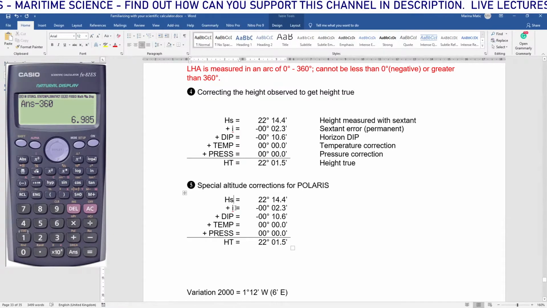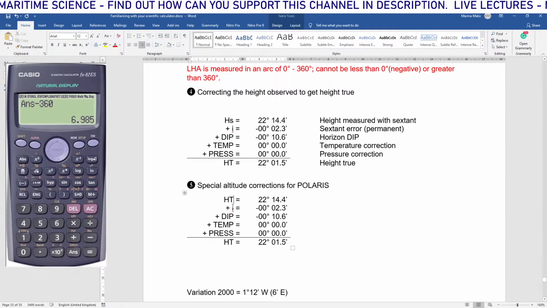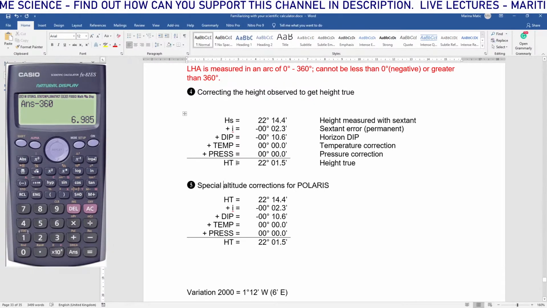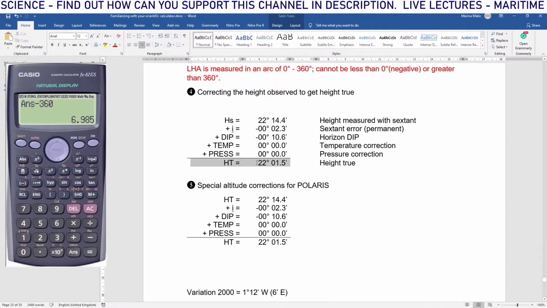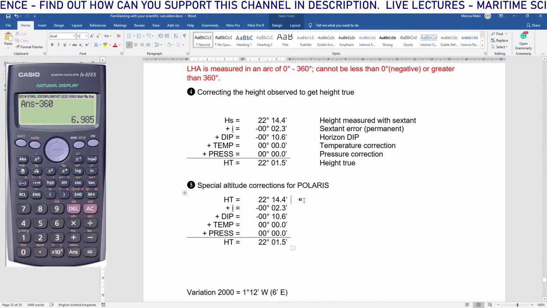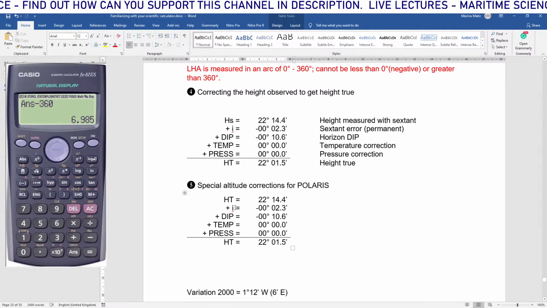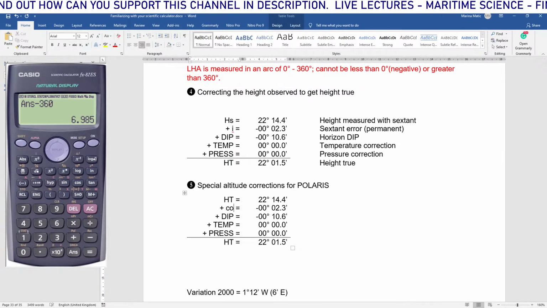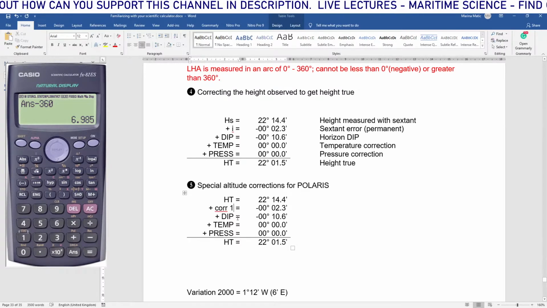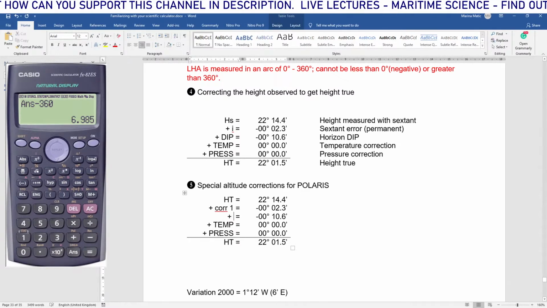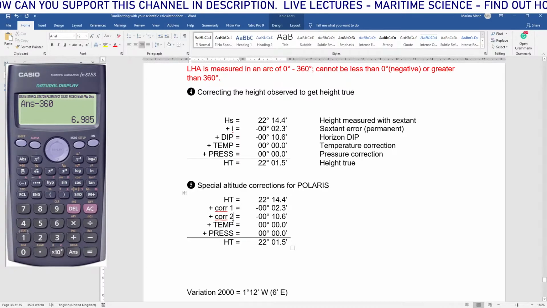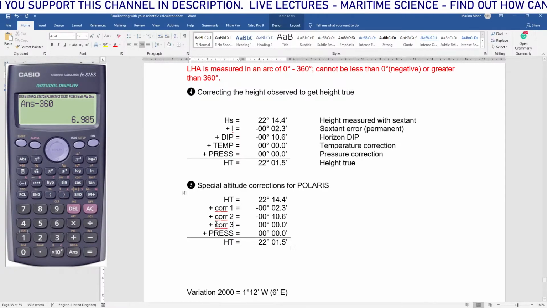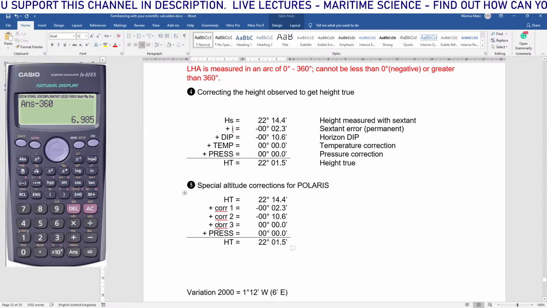Okay. So we start the process with height true. Usually you will not split this in step 4 and 5. Usually what you would do is you would just continue with this one. After this one you have height true, and you would just continue with correction 1, and then you have correction 2, and then you have correction 3. And this one is extra.